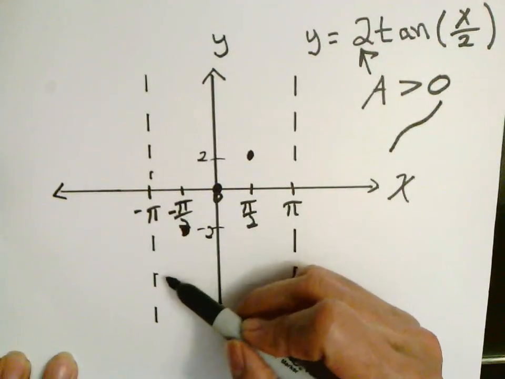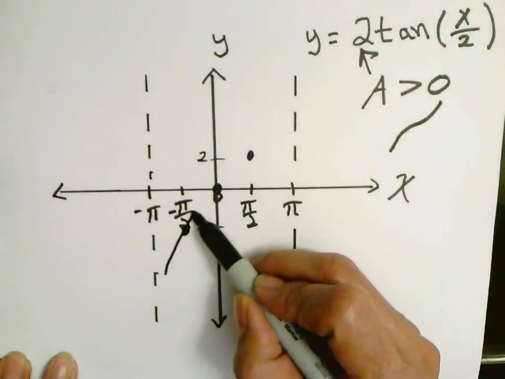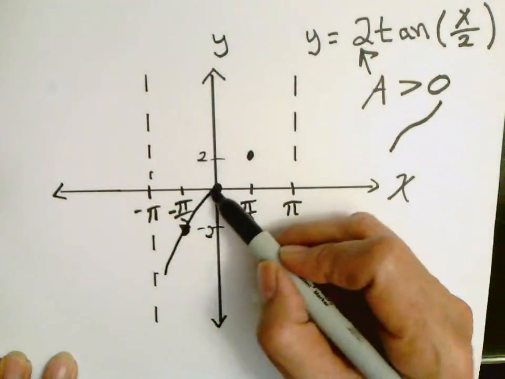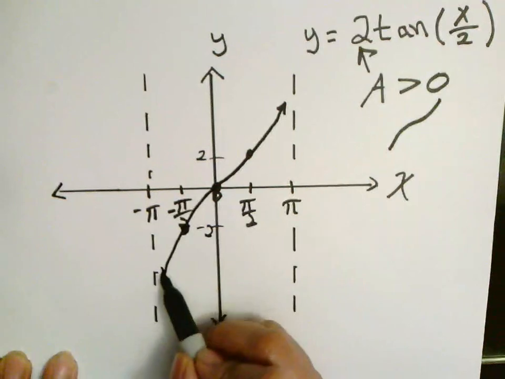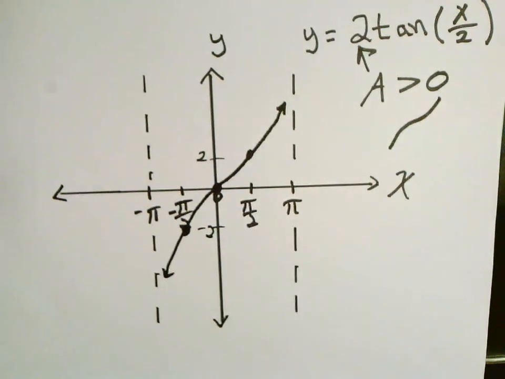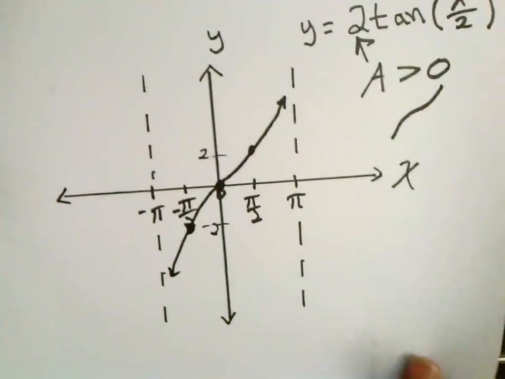So then we're going to have a little portion that's half concave down, and the other half is sort of concave up. And the curve will be getting closer and closer to the vertical asymptotes, but never touching them, never crossing them.